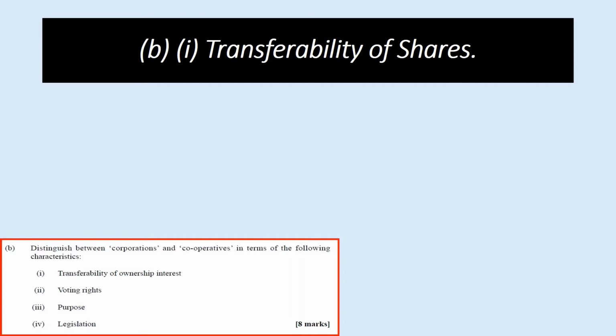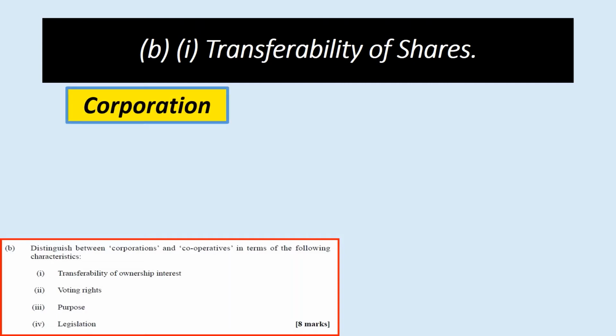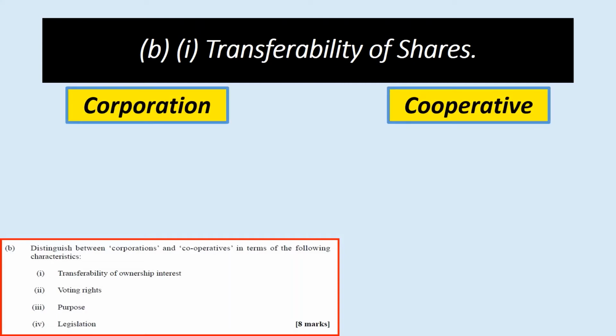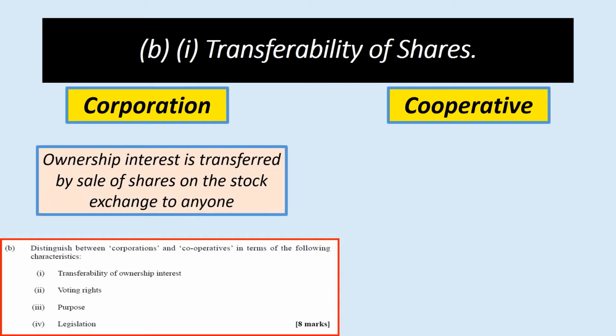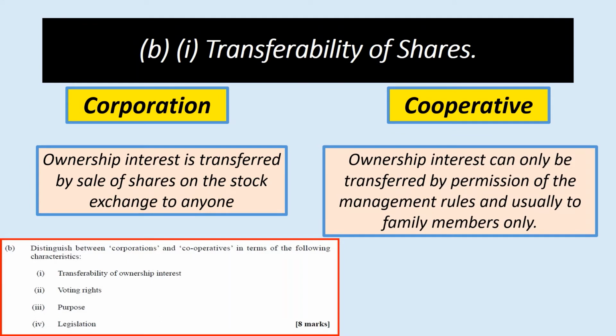Okay, first let us look at transferability of shares. Corporation, the cooperative. Ownership interest is transferred by sale of shares on the stock exchange to anyone who holds shares in a corporation. And in a cooperative society, ownership interests can only be transferred by permission of the management rules and usually to family members only.